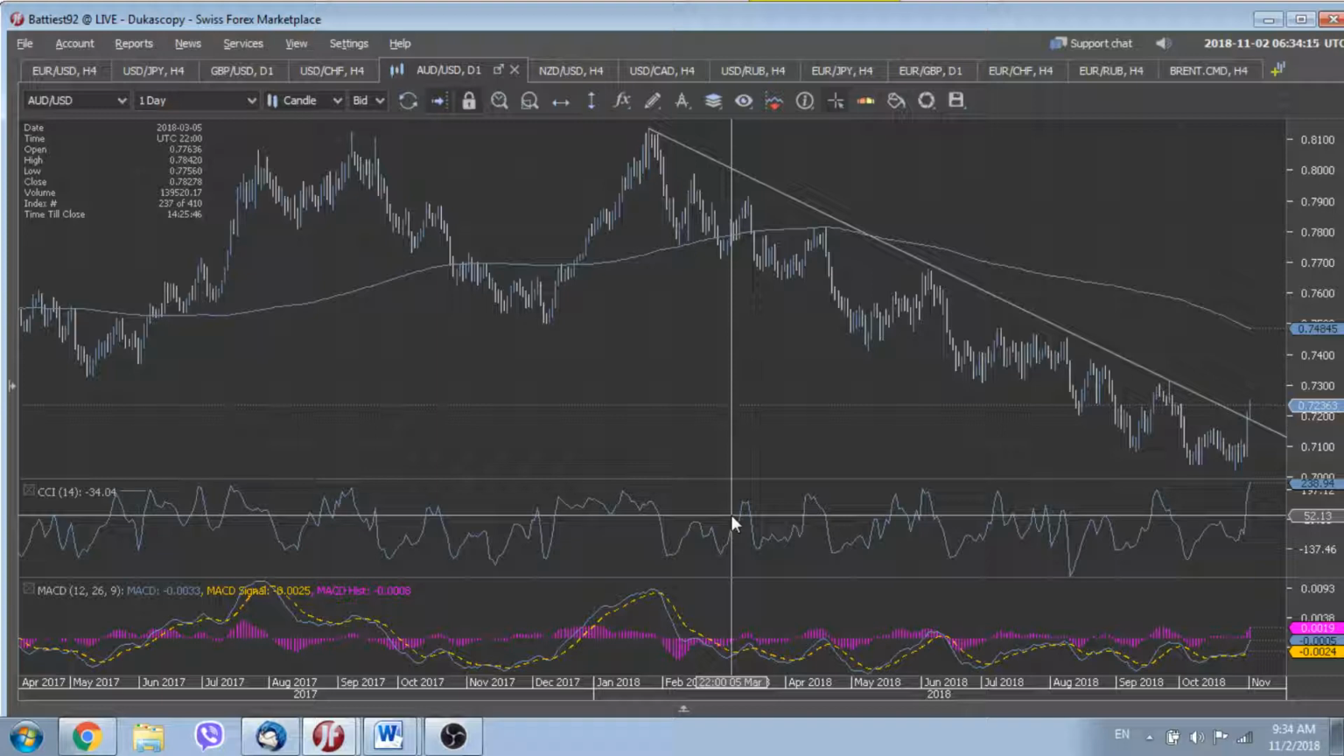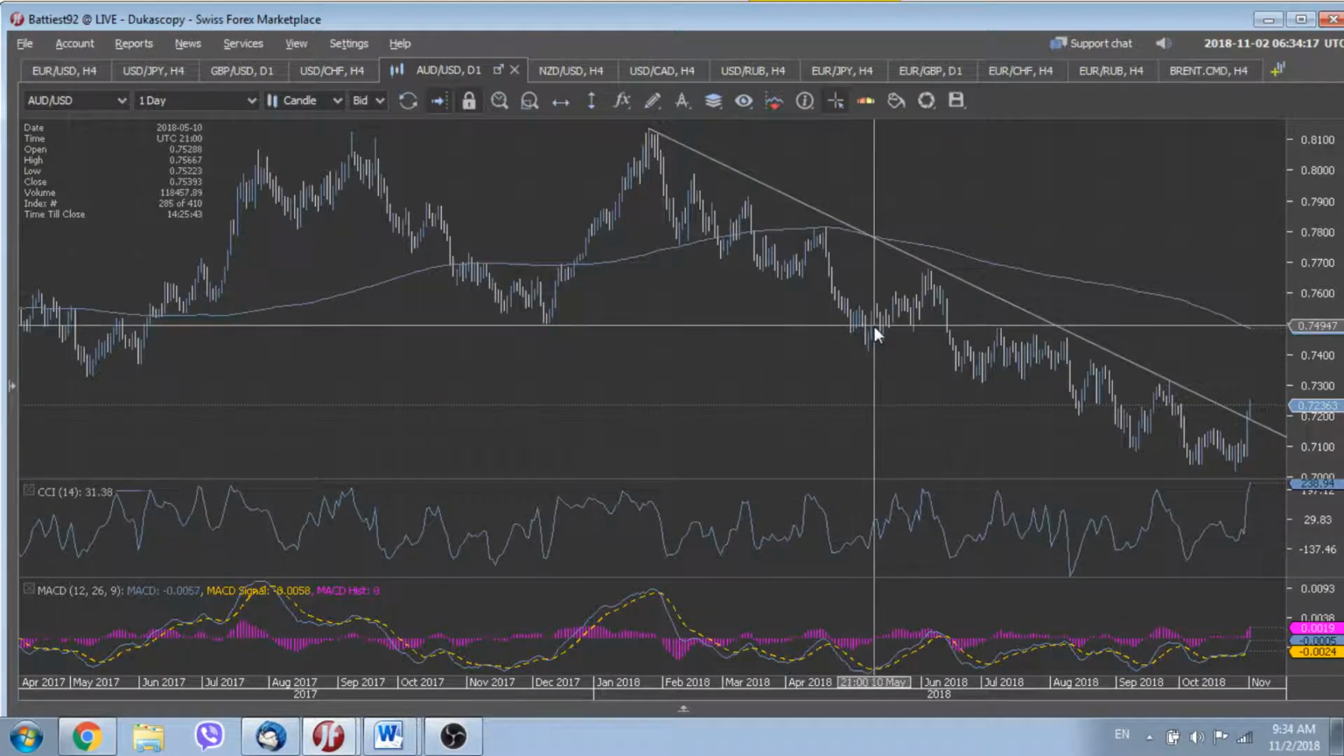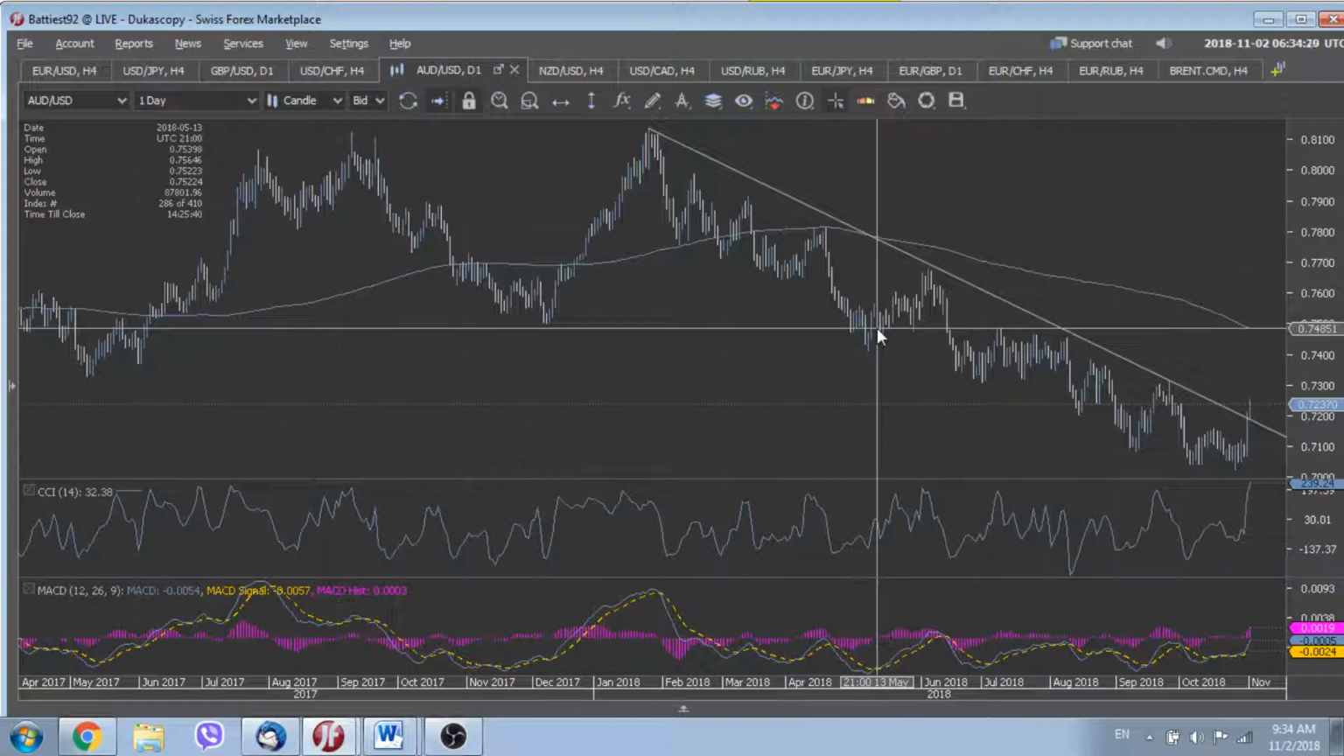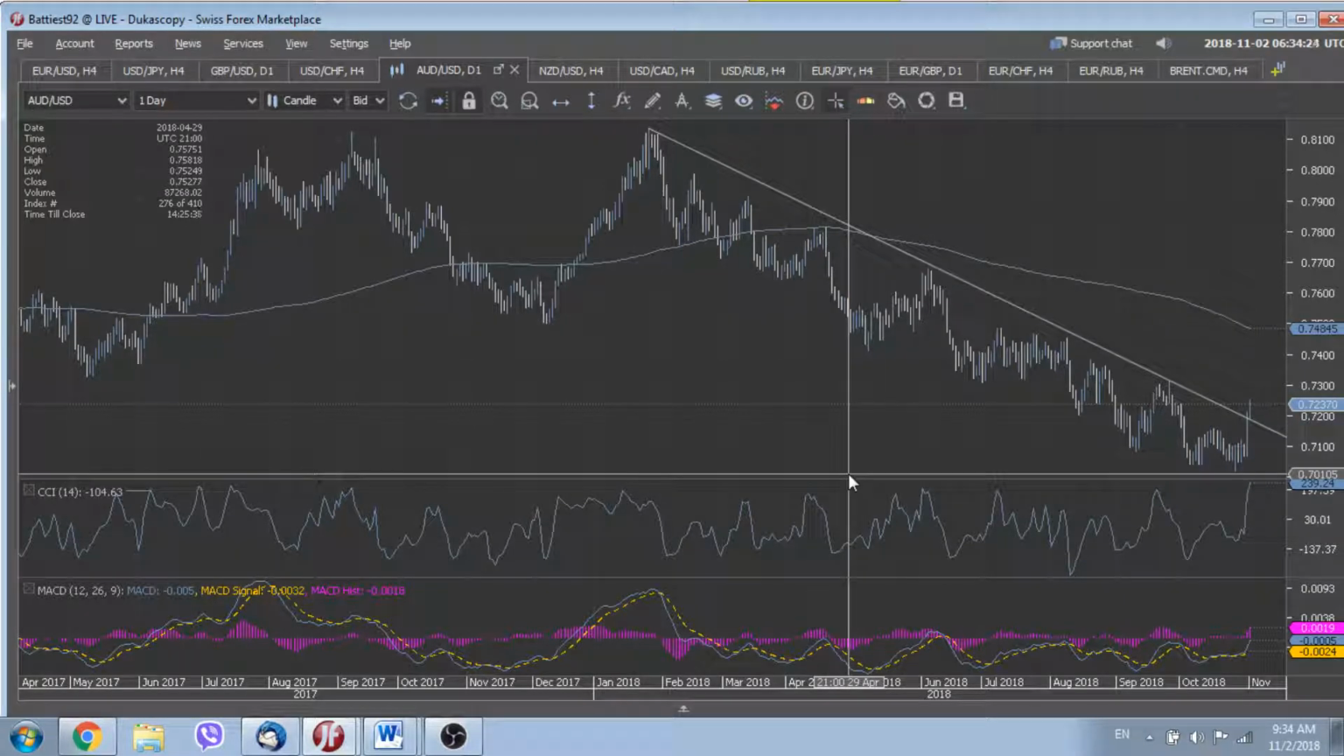As regarding the Aussie dollar, the next formidable resistance is located around the moving average 200 daily line, around 74.85, and at the moment that's a reasonable target for the current upside move in the Aussie dollar.